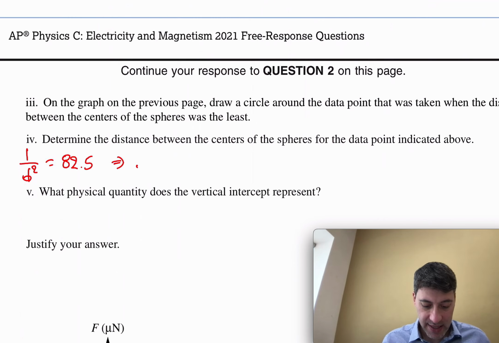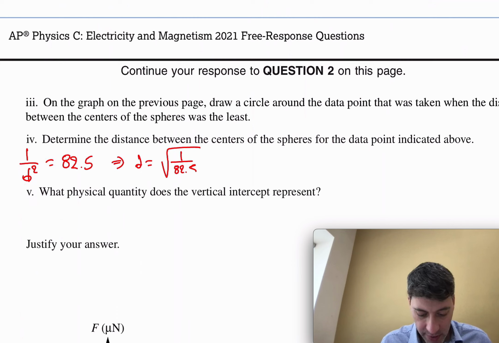So the distance is the root of 1 over 82.5. So this will be 1 over 9, or 0.11.